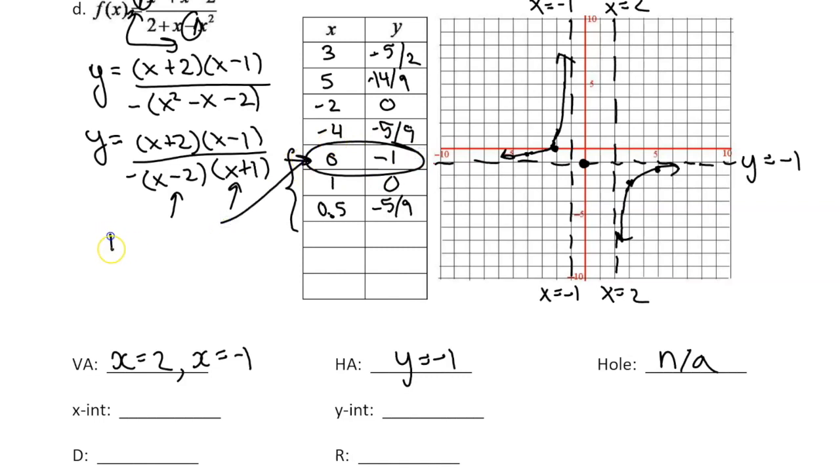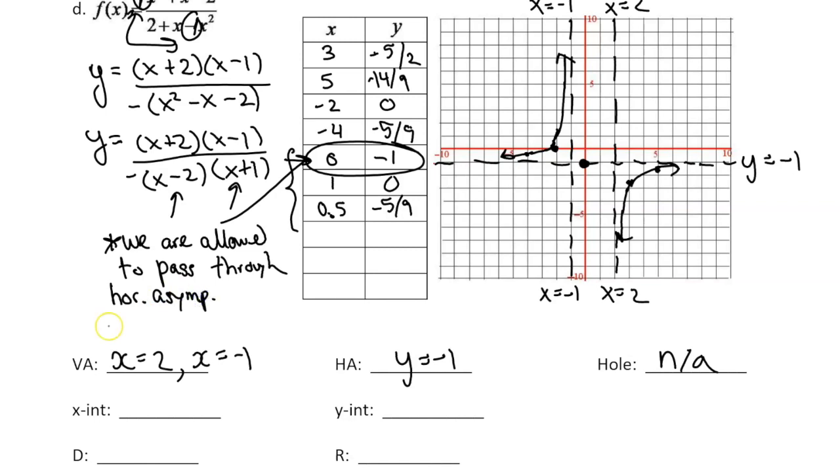And you might want to make a note right here just to say we are allowed to pass through horizontal asymptotes at non-extreme values. For example, negative infinity or positive infinity.